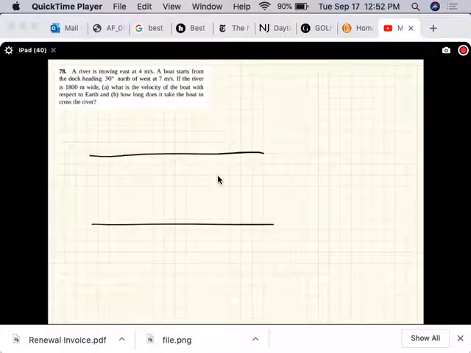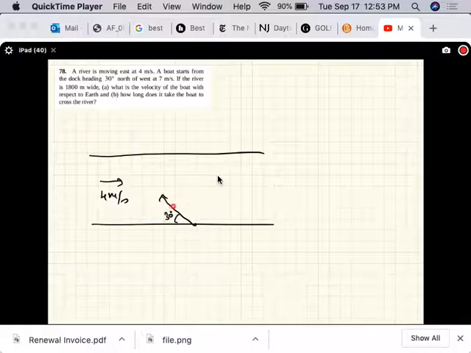So we'll draw a river. The river is flowing 4 meters per second. Our boat travels 30 degrees north of west. This is west, and this would be 30 degrees north of west. Okay? And we'll give all these guys labels in a second. 7 meters per second.